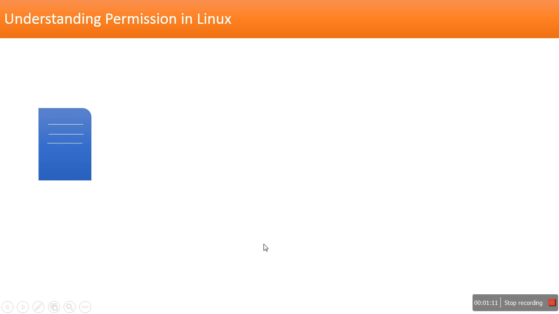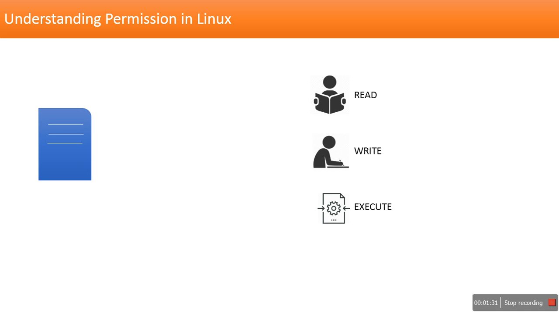Now what kind of permissions do we have in Linux? The first permission is read. It means if a user has read permission for a file, that user can open that file and read it. In case of write, this permission allows the user to update the file. And the third one is execute. So if there are some executable files, this permission allows the user to execute that file.